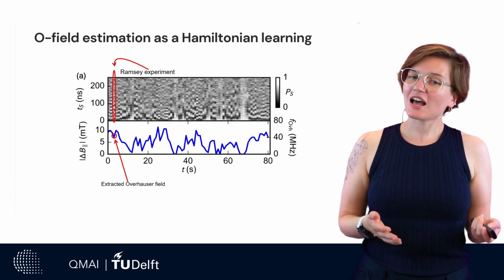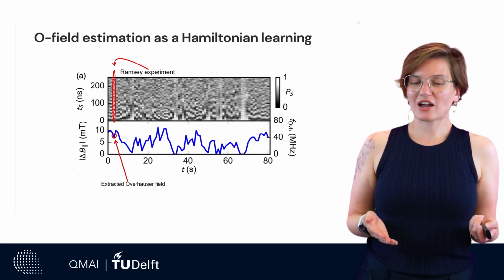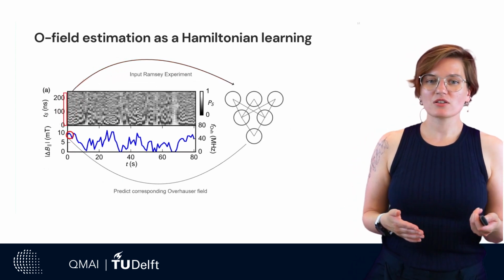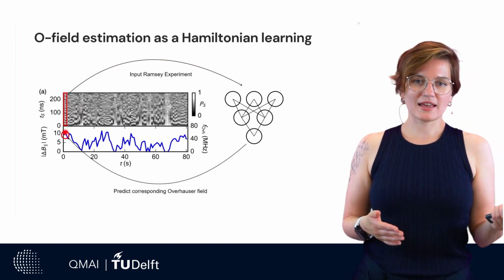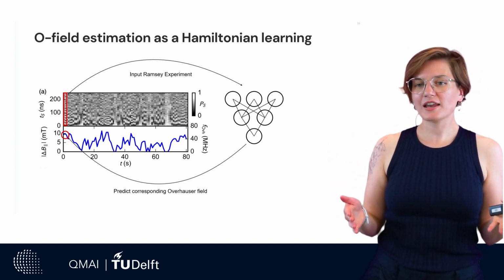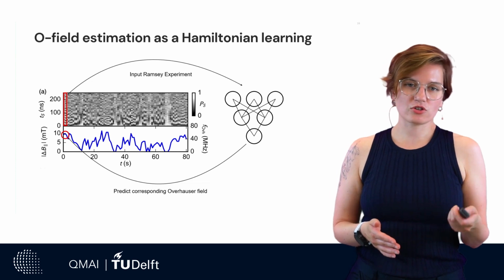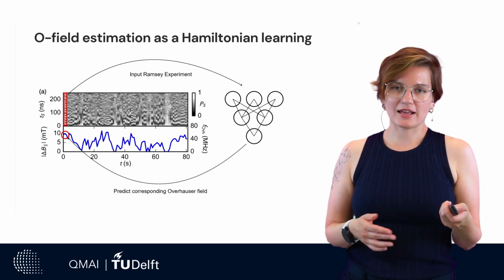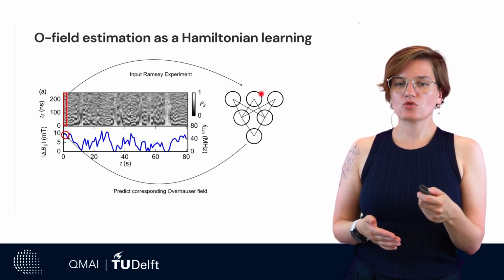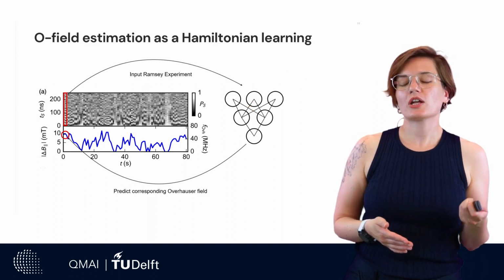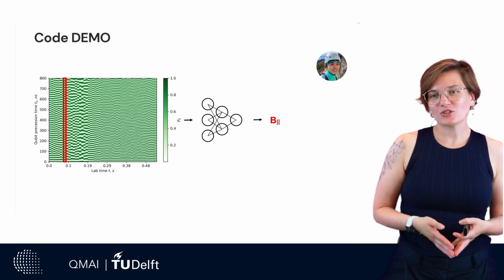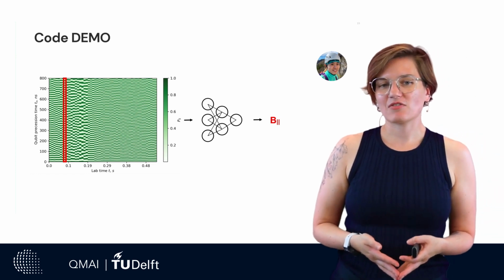But this also gives us a really simple way to extract a machine learning-like training set, right? Because I can take these columns, they come with a label. So instead of doing some other method of inference, we can formulate it as a task for a neural network. I measure my column of data that I get from the Ramsey. I feed that data as an input to the neural network, and I ask the network to predict the corresponding Overhauser field. This is exactly what you are going to do in your code demo exercise with Jin.